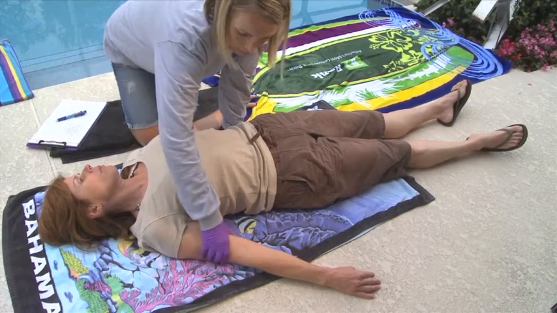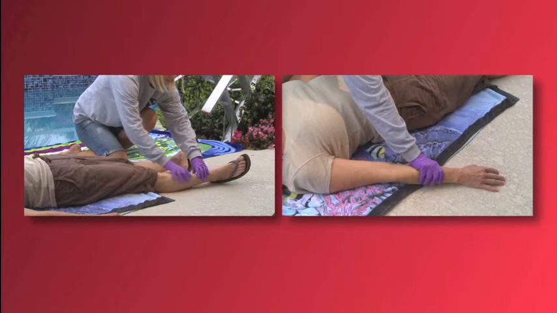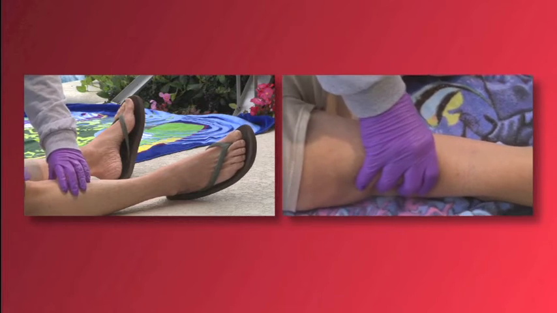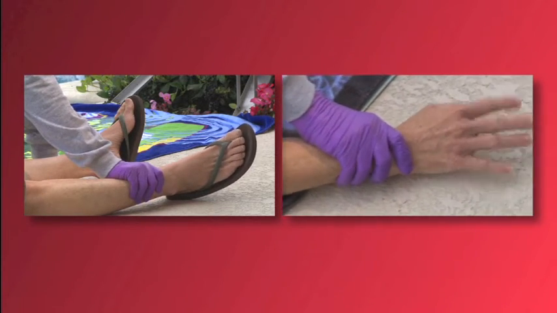Finally, examine the arms and legs, pushing hard enough to feel the bones beneath the skin and muscle. Immobilize the arms and legs by holding the person at the ankle and wrist and ask her to wiggle her fingers and toes.